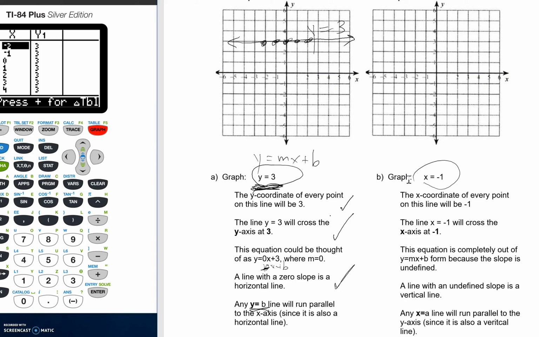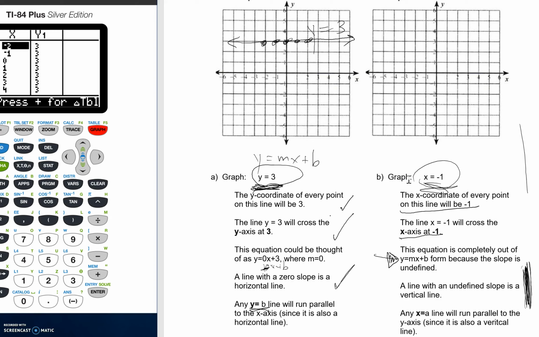Okay, so when it comes to the next one, x equals -1, we're completely not in the right form. This equation is completely out of the form y equals mx plus b because the slope is undefined. We mentioned this once before. An undefined slope means it's a vertical line, like a line you cannot possibly ski. It's impossible, it's undefined. Okay, so instead we're crossing the x-axis at -1. Every x point would be -1, and it's going to run parallel to the y-axis.